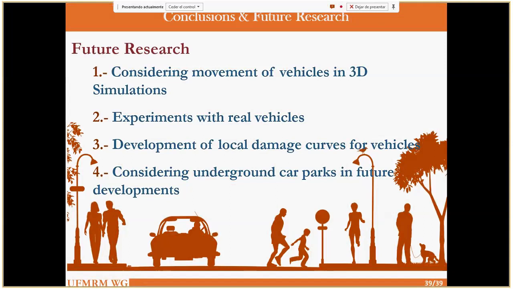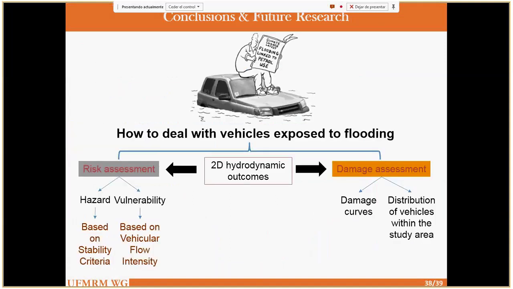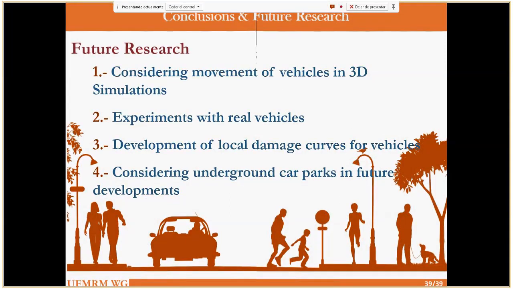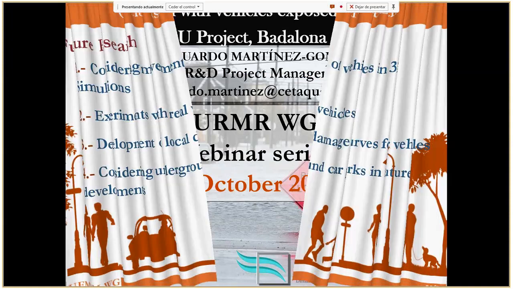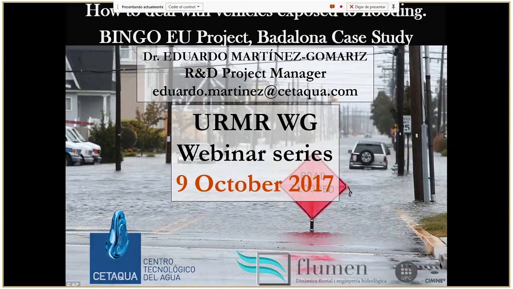And finally, according to the proposed methodology, only vehicles parked outdoors can be damaged. But the reality is that a certain percentage of vehicles, which we don't know yet, are damaged in underground car parks. Well, we'll try to incorporate this fact into the model to make it more realistic. And on my side, that's all. And now if you have any questions, I'll be happy to try to answer them.